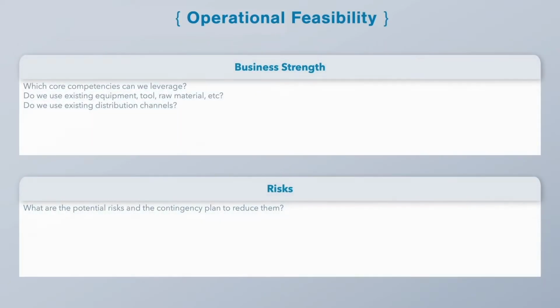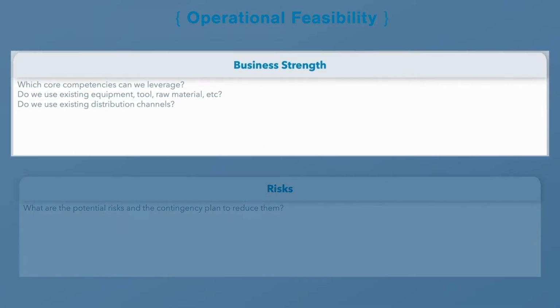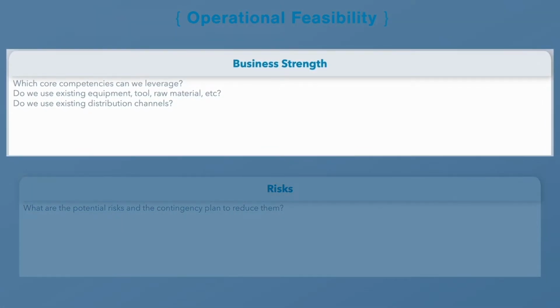The operational feasibility aims to convince that it will be feasible to produce and deliver such innovation when it is launched. The first box details how current business strength and core competencies are leveraged. Then the idea is to make use of existing equipment, tools, raw material, etc.